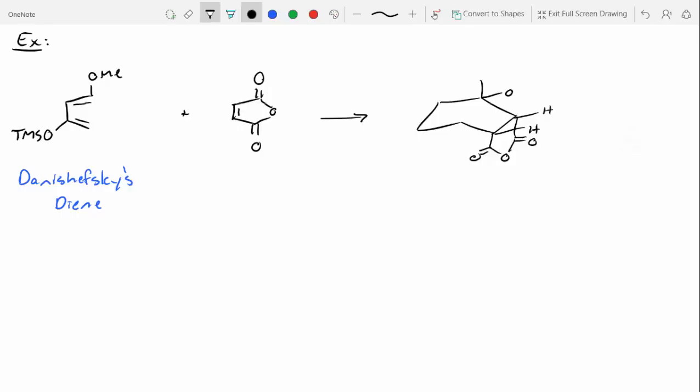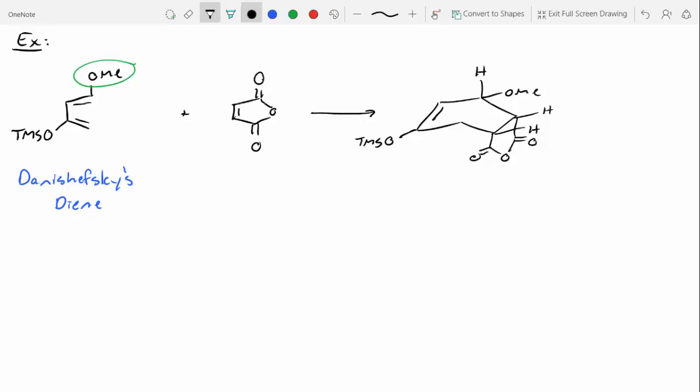Out and away, right? Because if we look at it up here, this methoxy group is sticking out away from our diene, it's not sticking inward. So the methoxy group will be sticking out. Our hydrogen will be sticking up. And then we've got our OTMS, right? So if we look at this, this would be the correct endo product for this reaction.